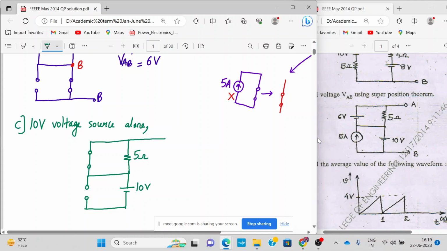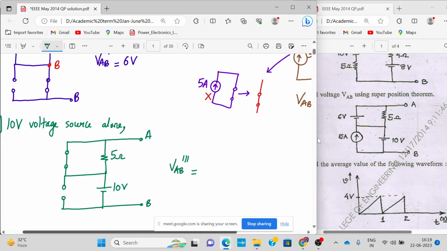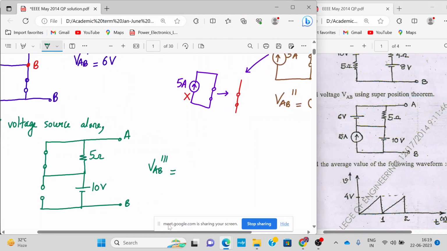Okay, now can you tell me how much is the voltage VAB? We call it VAB triple dash. Anyone can tell me? Based on the discussions we had so far, anything parallel to short goes. How much is the voltage? Sir, 10. Yes. How? Because this 5 ohm parallel with a short becomes a short only.